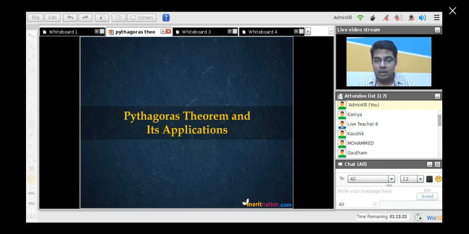So friends, Pythagoras theorem and its applications. So can anyone discuss what really is Pythagoras theorem? Yes, friends. Yes, it is applicable in right angle triangles. Absolutely correct. Very good, Kaushik. A square equals B square plus C square. Absolutely. So now many of you have the idea about Pythagoras theorem. So hypotenuse square is equal to the sum of the other sides' squares. Okay, fine. Very good. So can you prove it also? Yes, friends.